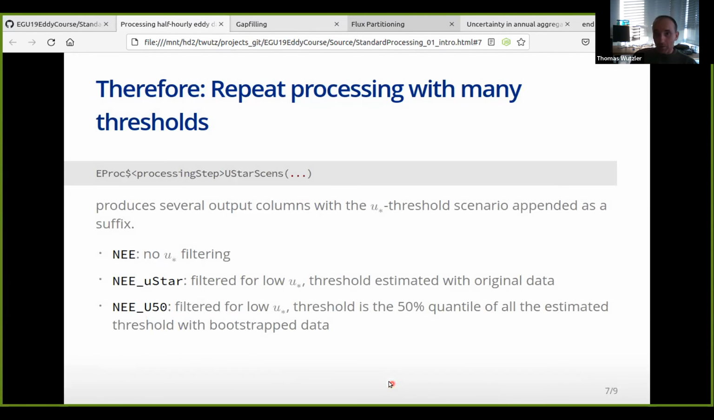provides you a way to repeat all the processing with many of those u-star thresholds. And you should invoke this by REddyProc dollar, and then the thing you want to do, followed by a method or function name, sEddyProc_sMDSGapFillUStarScens. And this one repeats the usual processing steps like gap filling and produces several output columns. So the usual output column NEE has no u-star filtering applied, then underscore uStar is the u-star threshold estimated from the original data. And then you have underscore U and a number between 0 and 100, like 99. And this is the quantile of the distribution of these u-star thresholds that are estimated by bootstrapping your data.